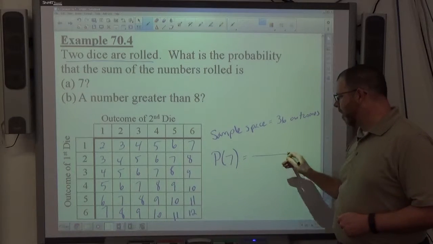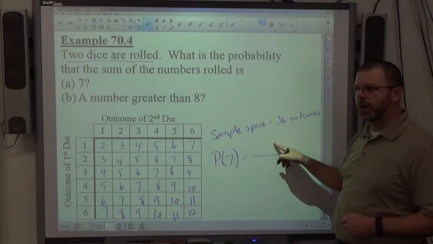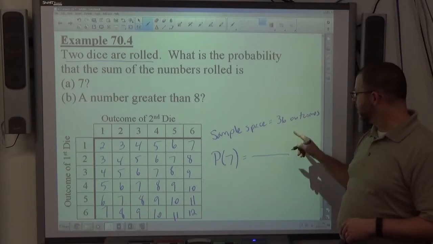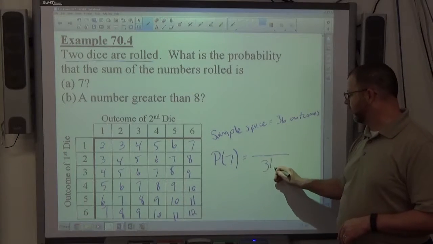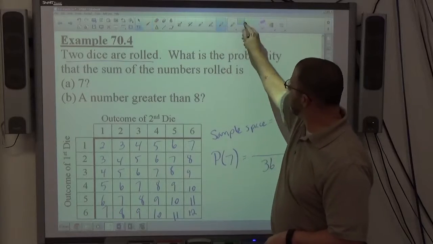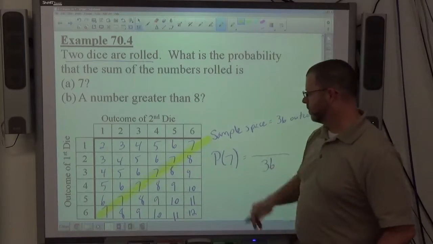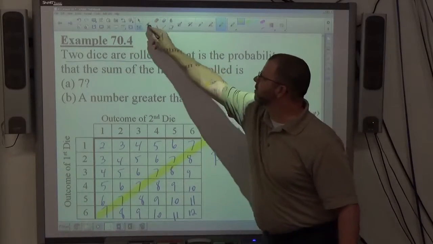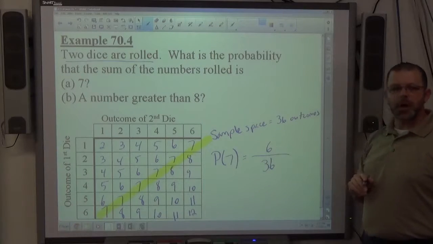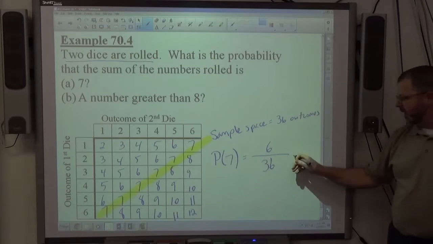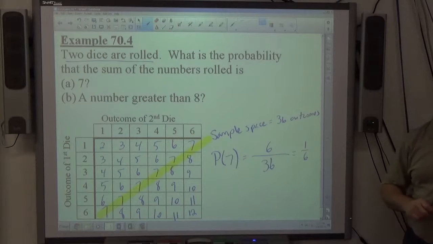Okay, so probability always is how many ways are there to do what we want divided by how many ways are there to do anything. There's 36 ways to do anything. And if we're looking for 7, 1, 2, 3, 4, 5, 6 ways to make 7. So the probability of getting 7 is exactly 1/6. The same as rolling any number on any die, right?